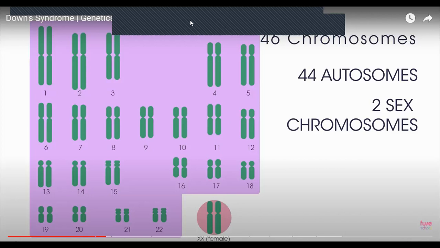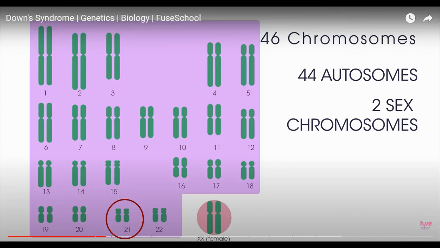The problem occurred here in the pair number 21. The normal person has one pair only of chromosomes in the pair number 21. But the Down syndrome has an extra chromosome here, so there will be three chromosomes in the pair number 21. So this is Down syndrome. If he has one extra chromosome and XX, he will be a female with Down syndrome. If it was an extra chromosome and XY, he will be a male with Down syndrome.